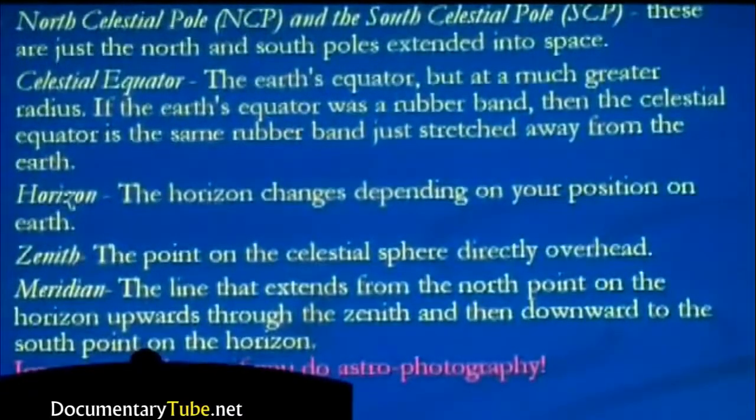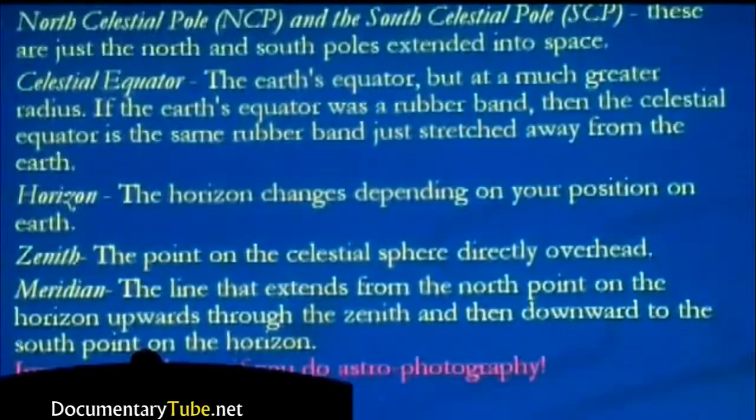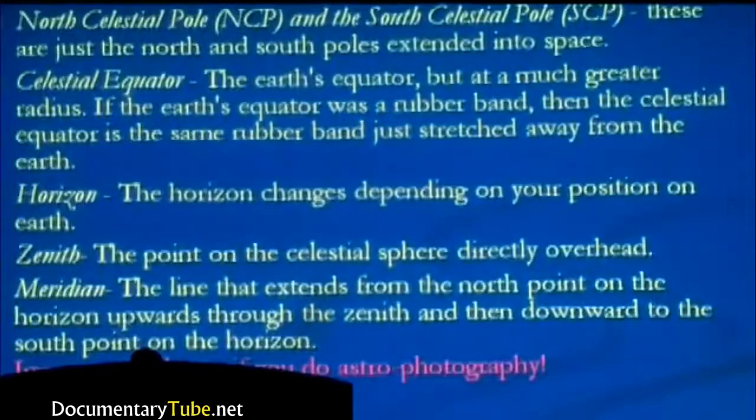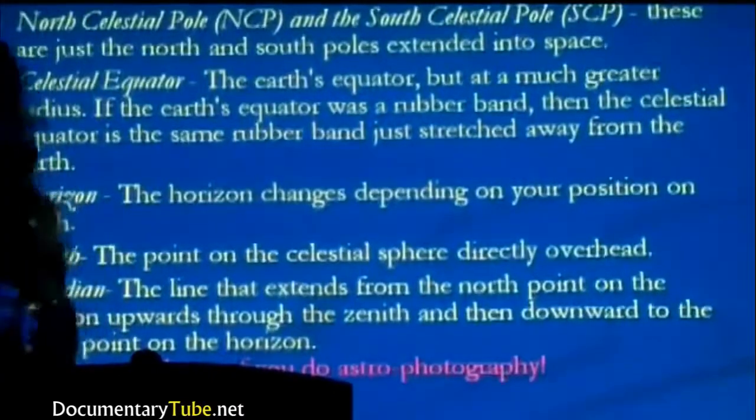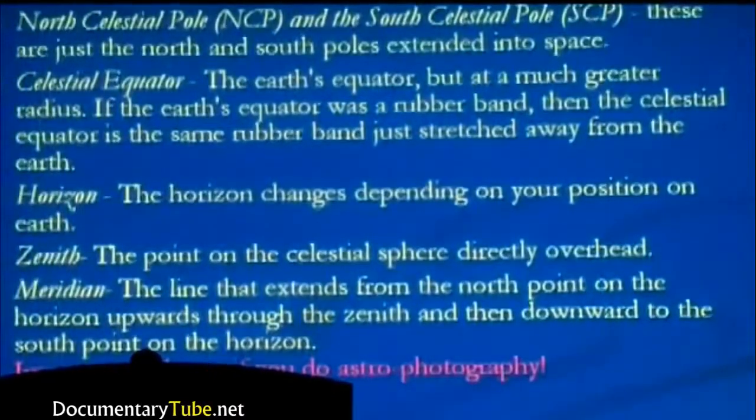The meridian is the line that extends from the north point on the horizon upwards through the zenith and then downward to the south point on the horizon. So what that means is if you were to face directly north and draw a line straight up through the sky all the way directly to south, it's going to bisect the sky in half. And that line is called the meridian.